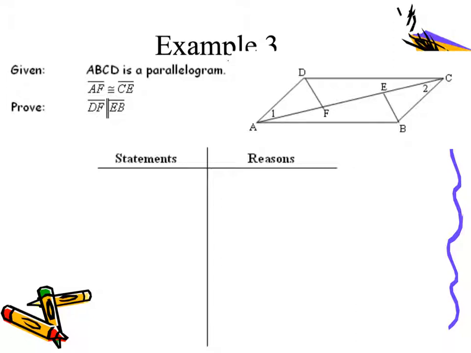So I've got all that I can use, but I do need to state it. Okay? So I've also got that AF is congruent to CE, and I want to prove that DF is parallel to EB. So let's think about how the heck do I prove lines parallel? Well, I need congruent angles if I'm going to prove lines parallel. Alright, so I need to think about that.